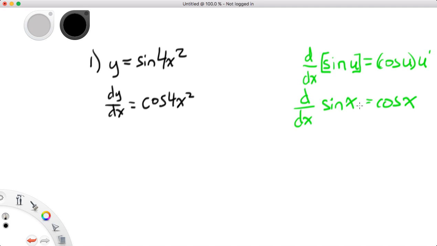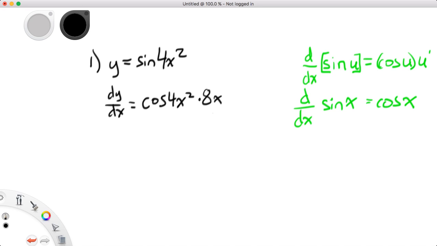So let's take a look at number 1 on the study guide. It says that y is equal to sine of 4x squared. So the derivative of y is going to be cosine of 4x squared, right? Are we done? Because the derivative of sine of something is cosine of that thing, right? No, we're not done, because 4x squared itself is a kind of function. 4x squared is its own set of rules that is happening to x. So we're going to have to multiply this times the derivative of 4x squared, which is 8x.